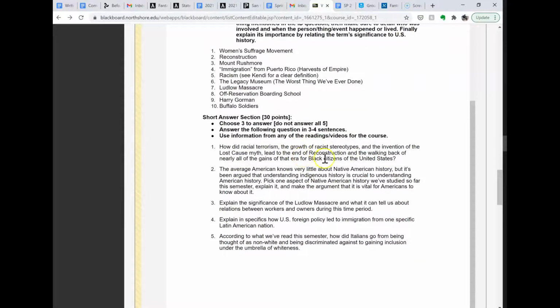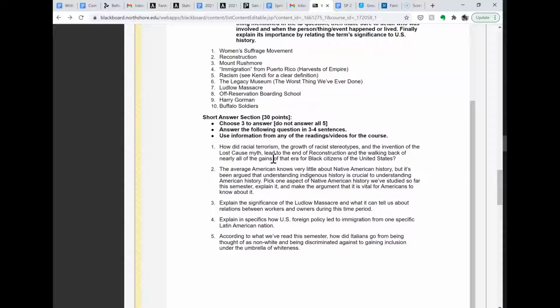There's one about Reconstruction, essentially. Essentially it's trying to get at the end of Reconstruction, what are these sort of racial terrorism, racial stereotypes, and this lost cause mythology? How do they join together to end Reconstruction and take back a lot of the rights and gains for Black citizens in that era that they had gained during Reconstruction?